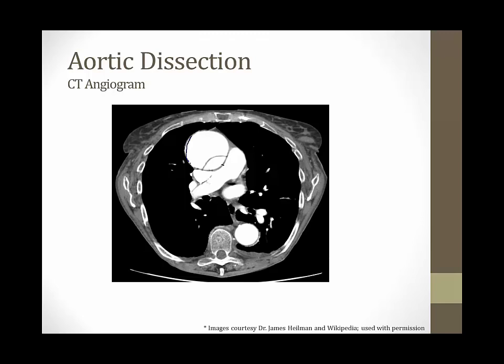So this is the aorta here, this circular structure. It's filled with white, which is the contrast material that's been injected into the patient, and you can see that there's a piece of tissue coming through the aorta. That piece of tissue is called a dissection flap. What's happened is that blood has broken through the layers of the aorta and it's separated the layers.